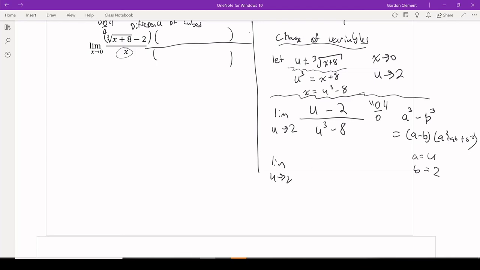Limit as u goes to 2 of u minus 2. That first bracket is going to become u minus 2. I'm already happy because I see that it's going to cancel out in a second. The next bracket is a squared, so that's u squared. AB, that's 2u, and b squared, that's 4. But the u minus 2's cancel, leaving a 1 on top.